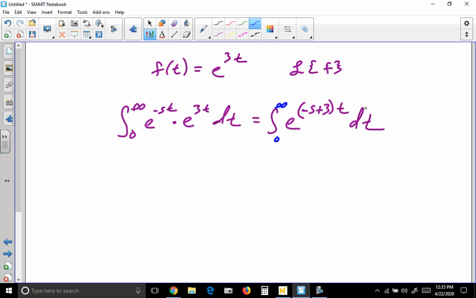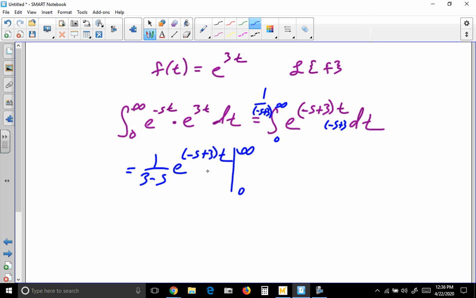If this is our exponent, then the derivative of the exponent would be negative s plus 3. So we would need a negative s plus 3 here on the bottom. So we have, we could call that 3 minus s if we want. This is the integral of e to the u, that's du. So that's e to the negative s plus 3 t. And we're evaluating that from 0 to infinity.